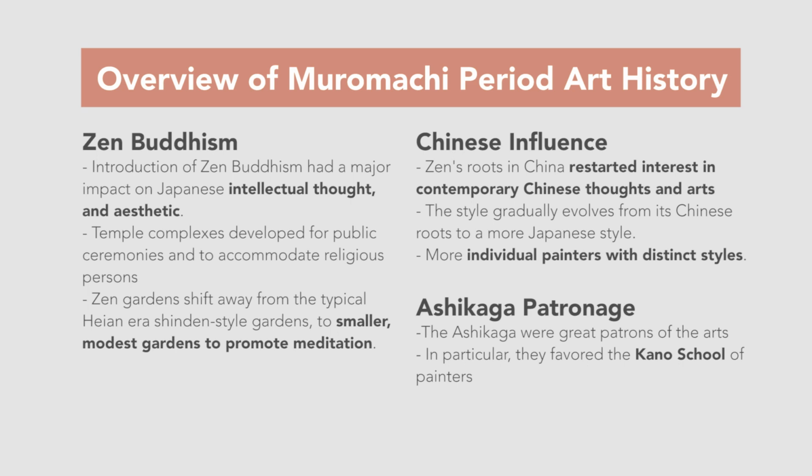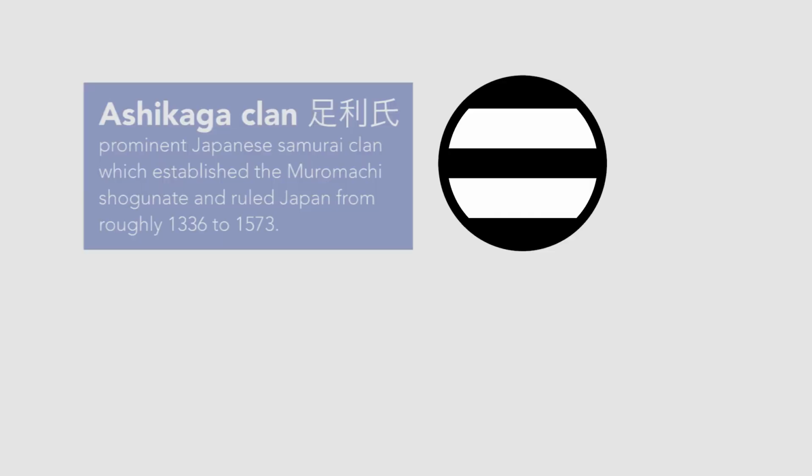The Ashikaga were great patrons of the arts, and they used it to establish their influence as a national ruler and to strip the imperial court of their traditional roles as cultural influencers. In particular, they favored the Kano school of painters. First, let's talk about how the Ashikaga clan came into power.